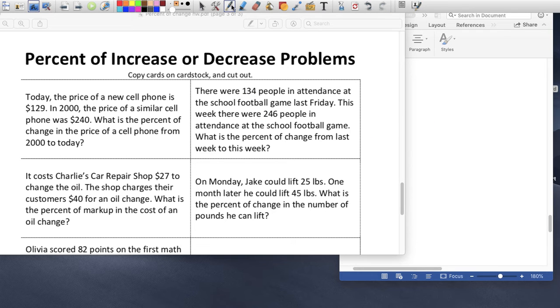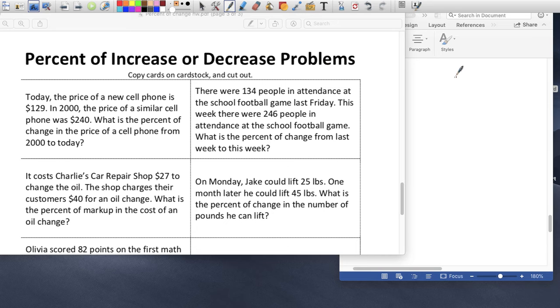Next one, it cost Charlie's car repair shop $27 to change the oil. The shop charges their customers $40 for an oil change. What is the percent of markup in the cost of an oil change? So obviously this one, markup means how much they will make in profit. So how much are they charging here, right? When you buy something and you sell, you obviously want to sell it at a higher price, and that difference is your markup.